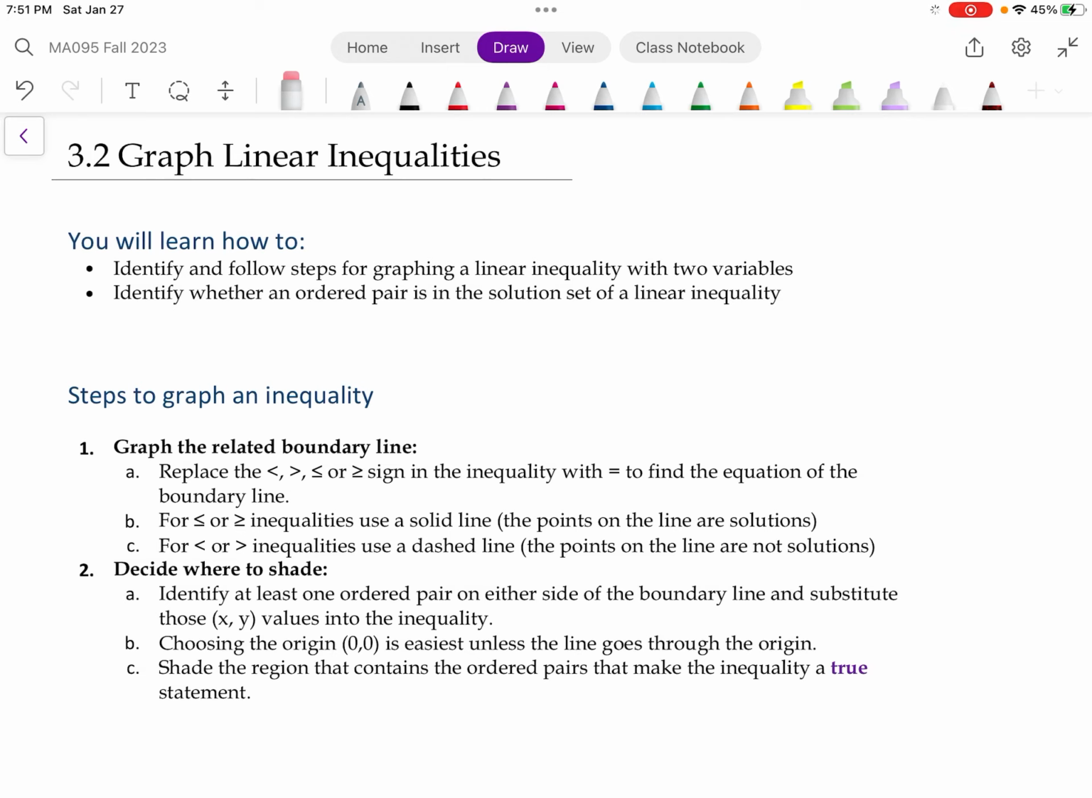So the first thing we need to look at is how to do it. So the steps are here. I'm not going to read you every little bit of it, but the basics are that first we graph the line, and then we decide where to shade. And we're going to talk about the details of that. You might want to pause the video and get these steps into your notes.